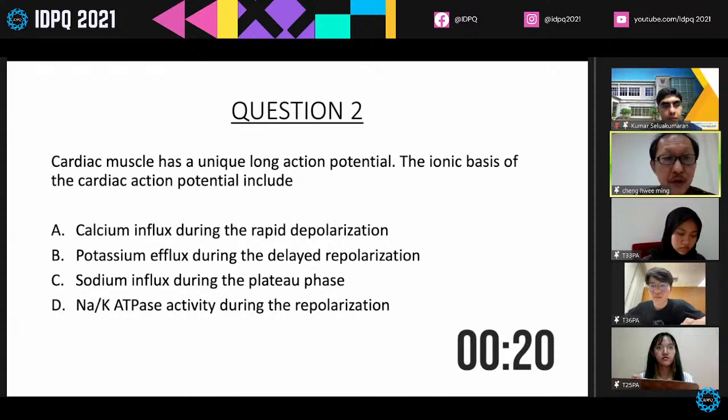Cardiac muscle has a unique long action potential. The ionic basis of the cardiac action potential include calcium influx during the rapid depolarization, calcium efflux during the delayed repolarization, sodium influx during the plateau phase, or sodium-potassium ATPase activity during the repolarization. Your time starts now.